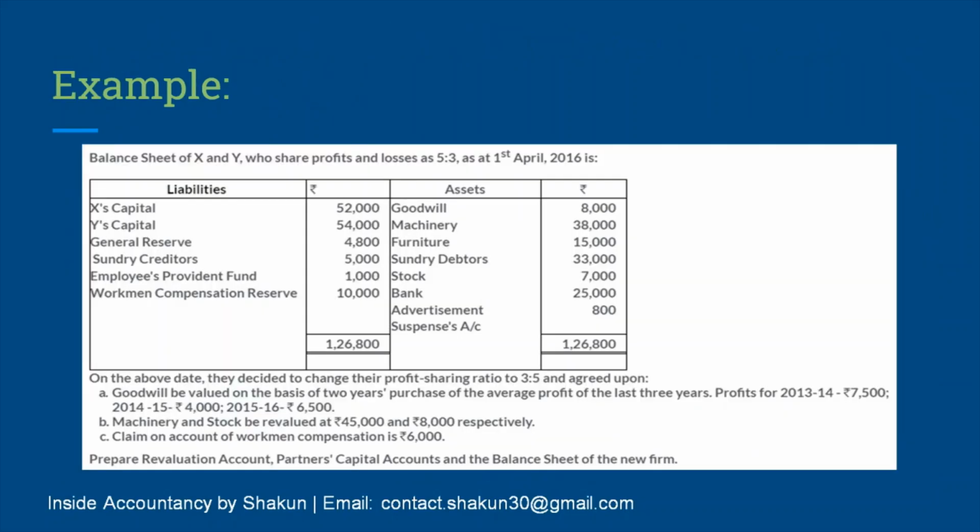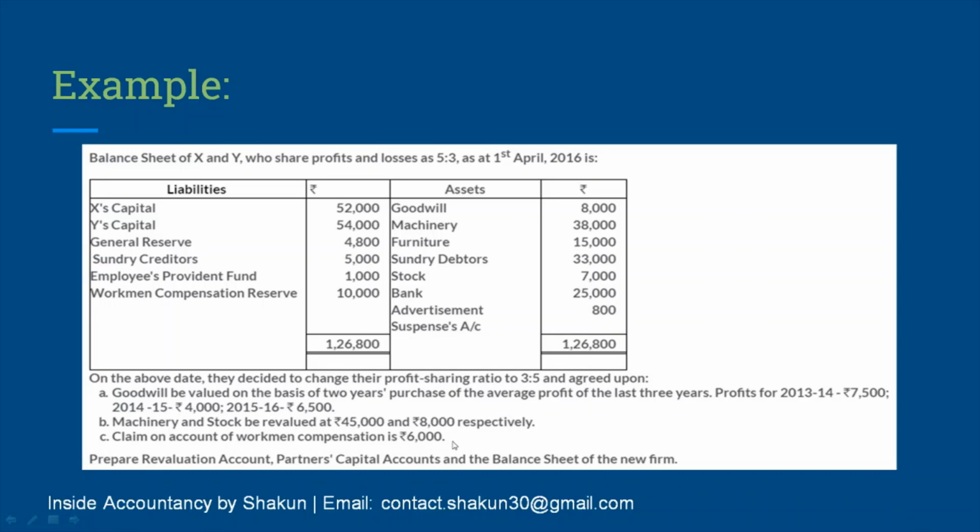Moving on, let's understand this with the help of an example. You can see this is a full-fledged question where a balance sheet is given to you, and it is mentioned that the partners have decided to change their profit sharing ratio to 3:5. Goodwill has to be calculated in the question, as you can see from the adjustment which is given here, and machinery and stock are revalued, and there is a claim also given.